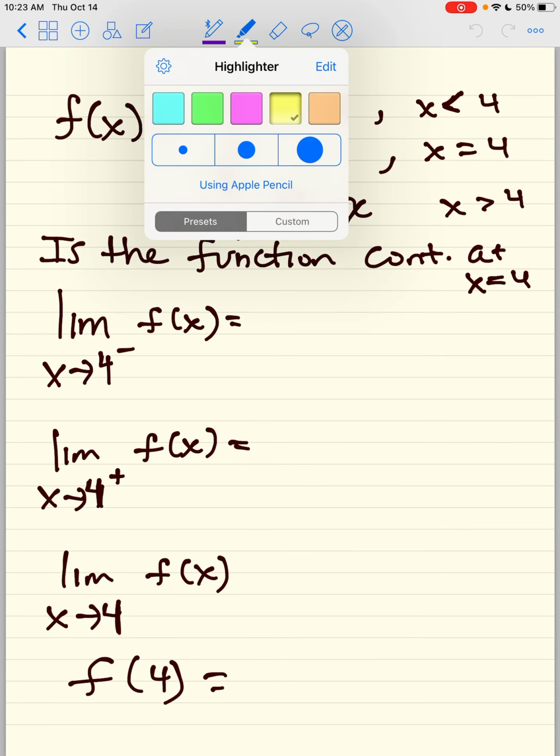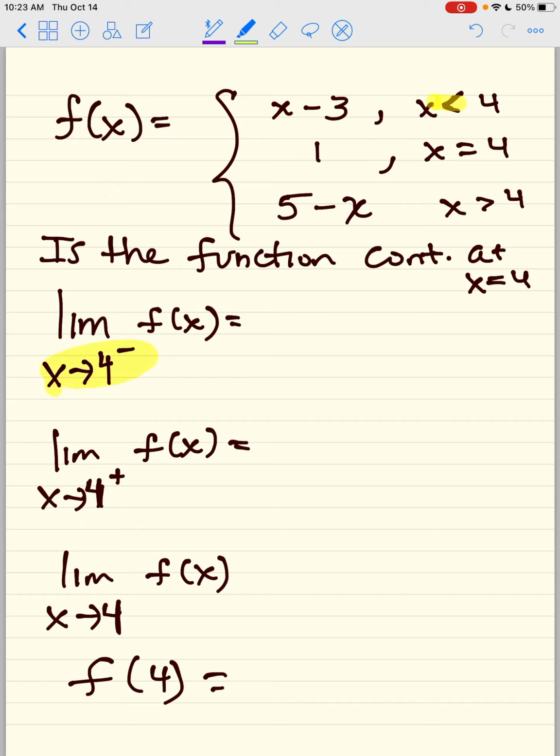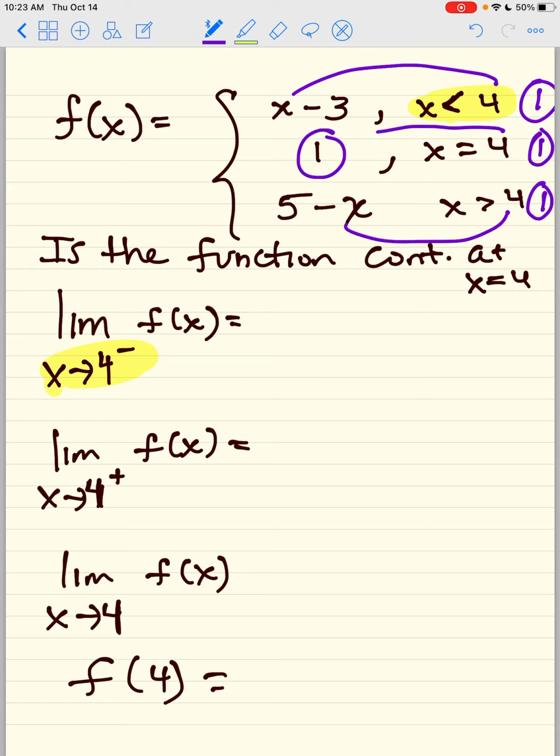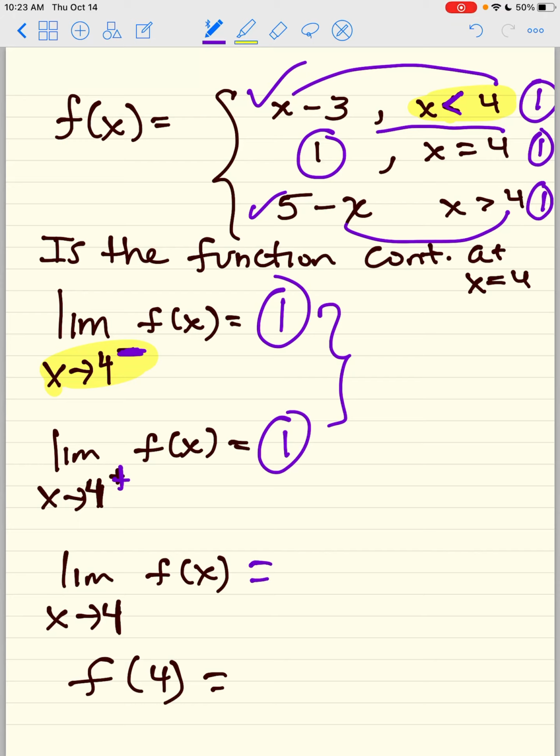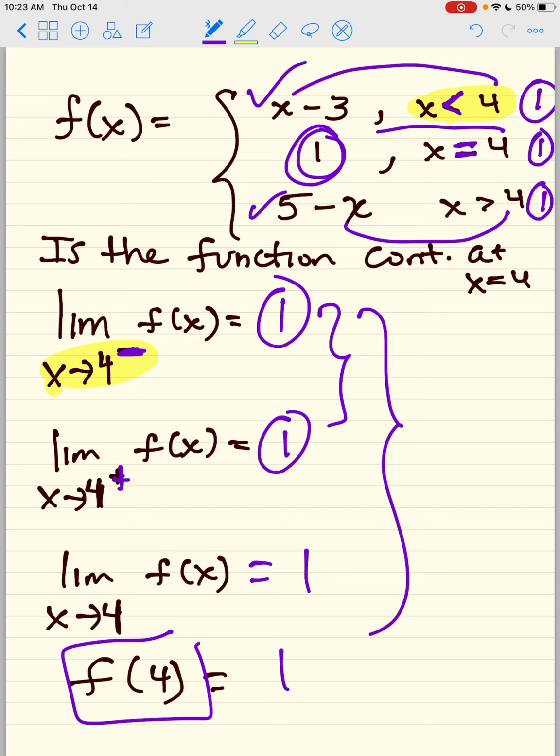Ready? What is the limit as x approaches 4 from the left? I must use the less than sign. If I were you, I would just automatically substitute this in, and then this here is going to be 1 because there's nothing to substitute in, so boom. 4 from the left says less than 4, so that's 1 from up here. 4 from the right says greater than 4, so that's this one here, that's also 1. Because these two numbers match, the limit is 1. What happens at f of 4 is the equal sign. So this is the equal sign at 4, 1. Since all 4 of these numbers match, the function is continuous.